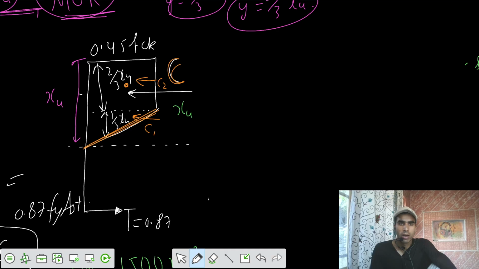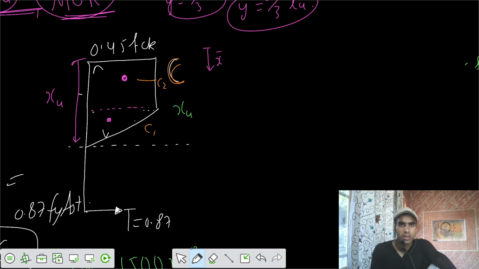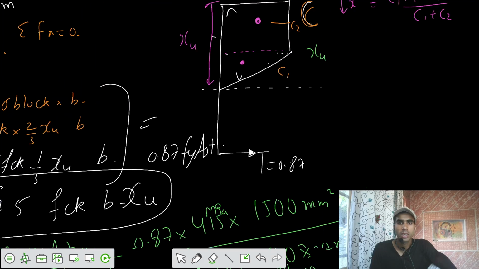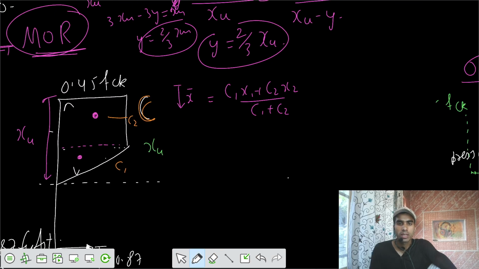For the C2 force, let's remove all that stuff inside. C2 force is acting here and C1 force is acting here. From the top, the centroid is at x bar, which equals C1 x1 plus C2 x2 divided by C1 plus C2. C1 and C2 I already know, you can get those values from this equation, and the values of x1 and x2 you can calculate. Can you calculate the value of x2?